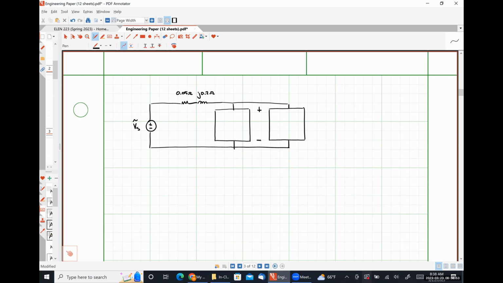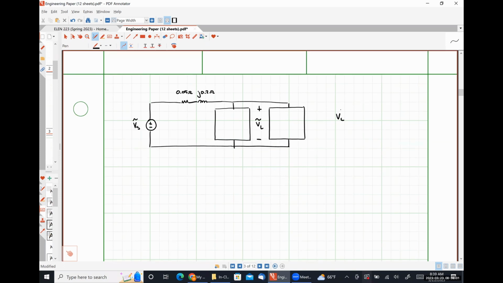I'm going to call this voltage VL. So the voltage that's being applied to my loads is 240 angle 0 degrees volts RMS at a frequency of 60 hertz. This would be something like we would see if we were trying to connect maybe our dryer and our stove in parallel here in the United States.